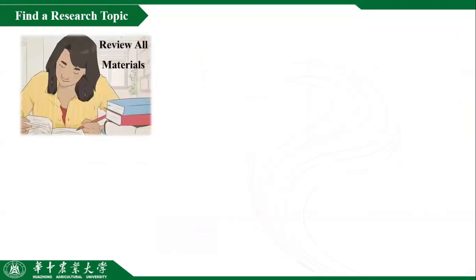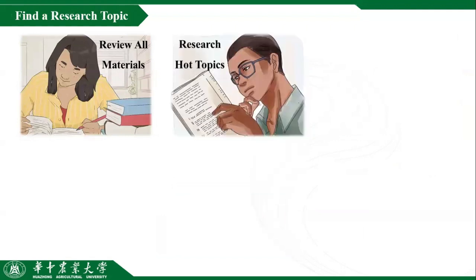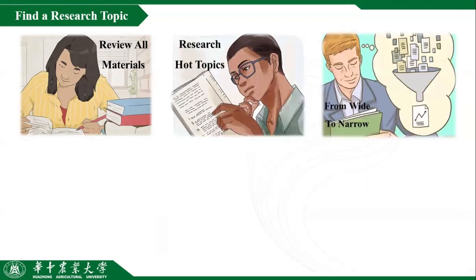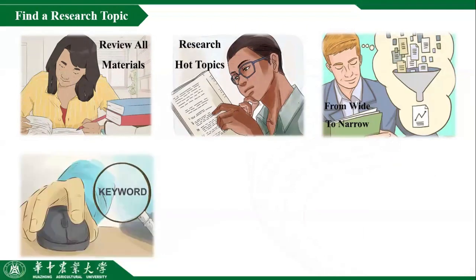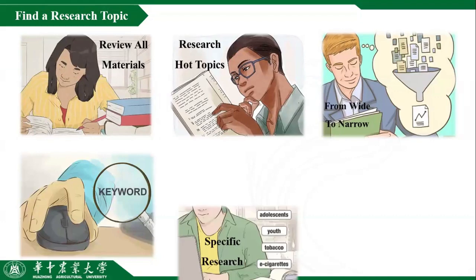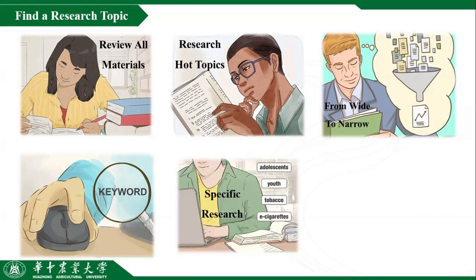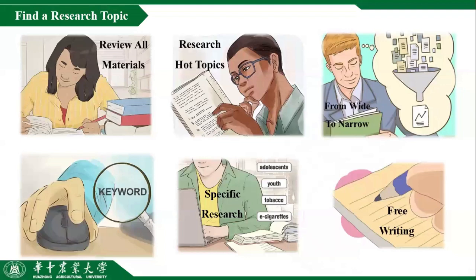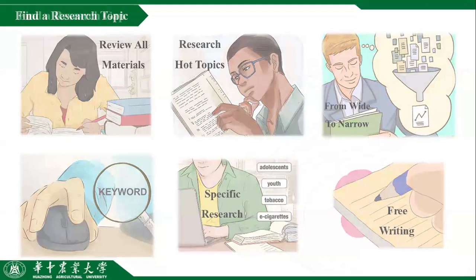After that, about finding the research topic, first review all the materials you have, then try to find the hot topics in your field, and then go from wide to narrow, making it as narrow as possible to find the targeted point. Then use the keywords to search, and then try to find specific results related to your work, and finally start free writing of your paper or your proposal.